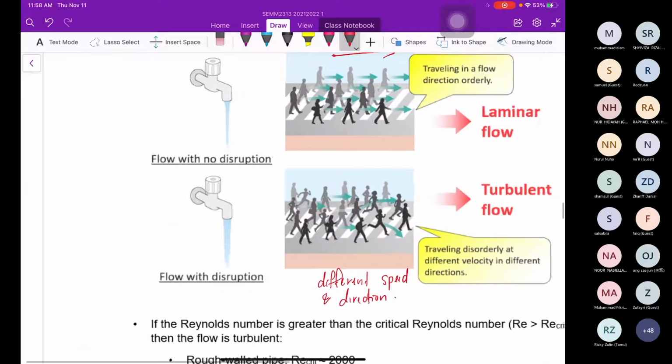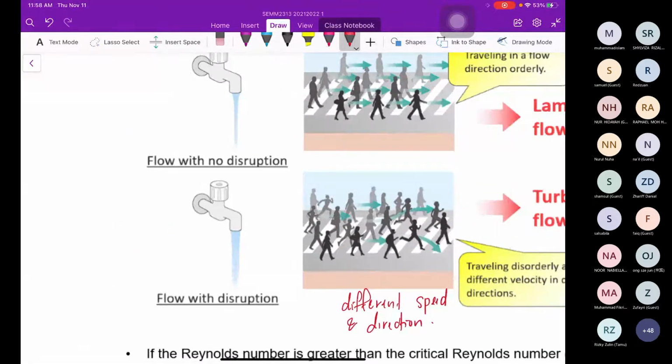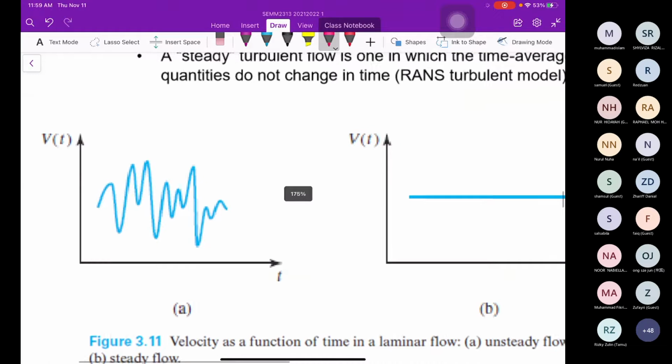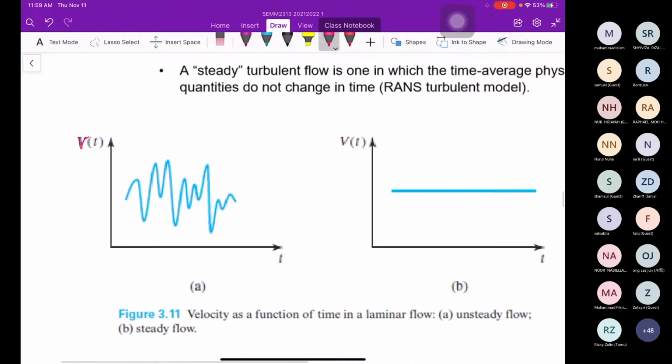For example, you can look at the pipe flow with disruption. If you put one sensor here, a velocity sensor, it is of course turbulent and it will appear like this. The velocity over time, the flow of the water velocity at that position, will be like this.